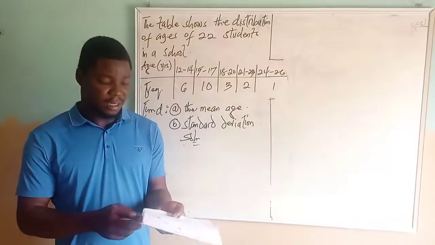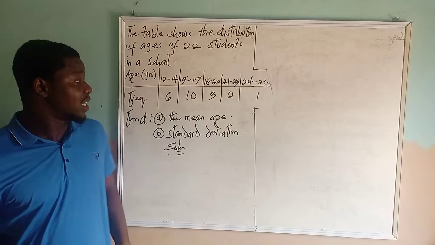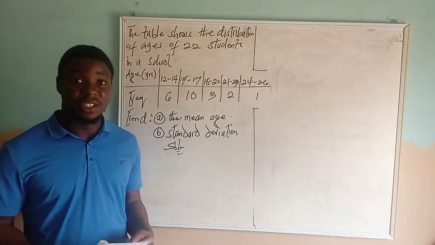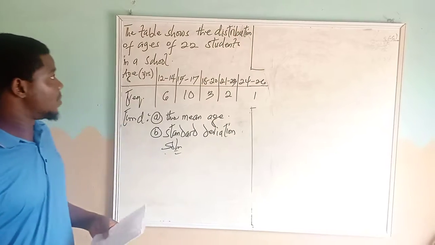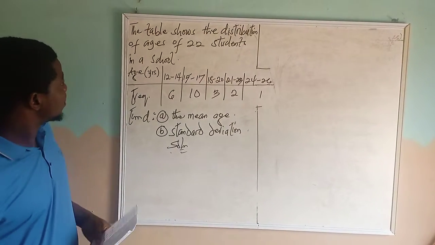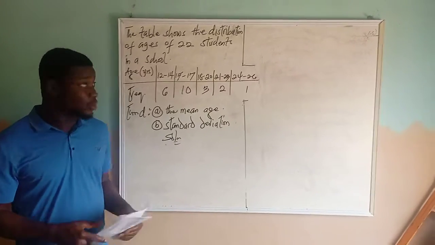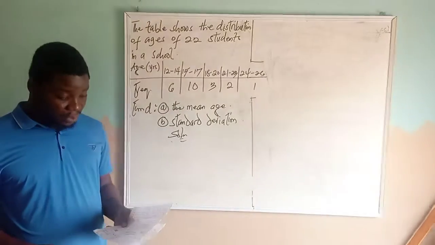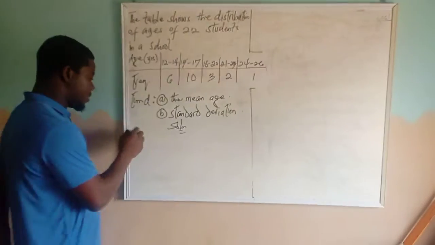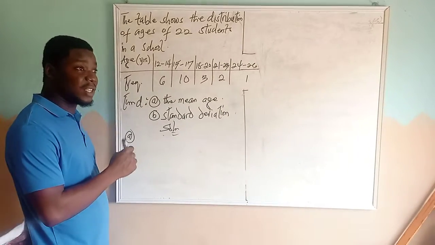Today we'll be looking at some aspect of statistics. Precisely, we'll be looking at how to obtain the mean and standard deviation in statistics. Now, we have been given some data which involves the ages of 22 students, and we are asked to obtain the mean age and the standard deviation. First of all, we are going to start by highlighting the formula for obtaining the mean and standard deviation.